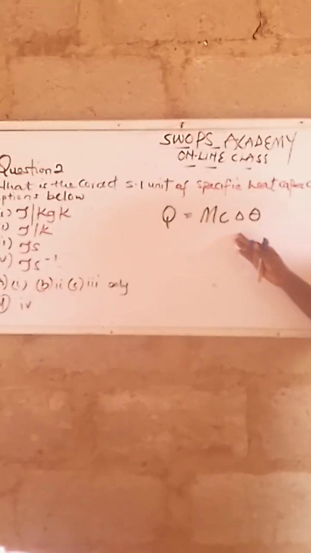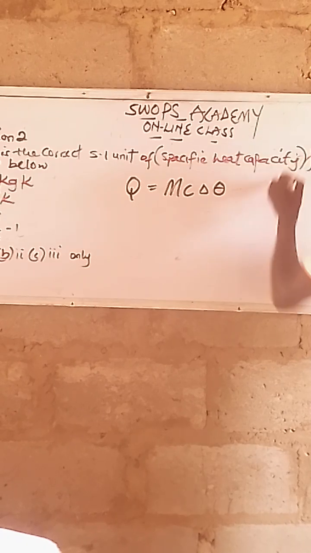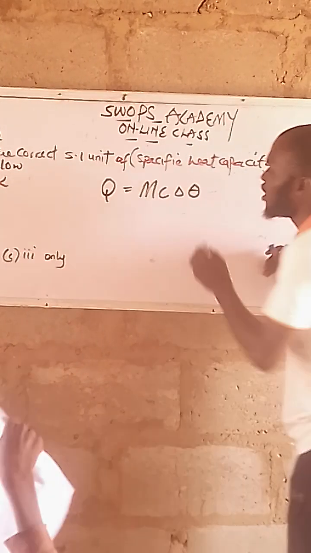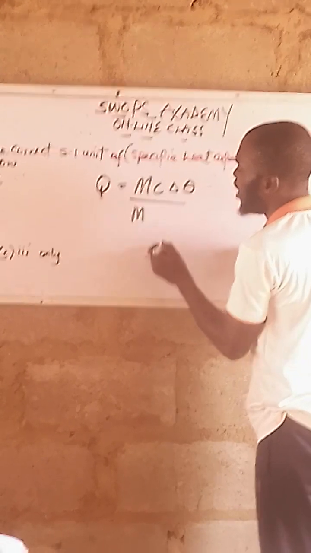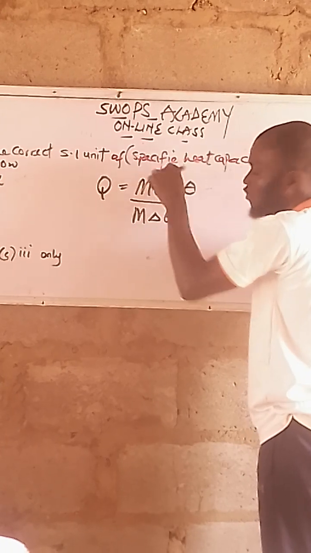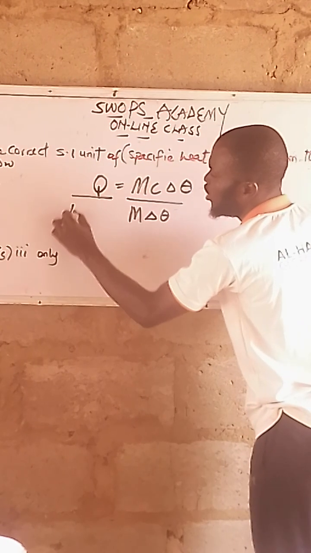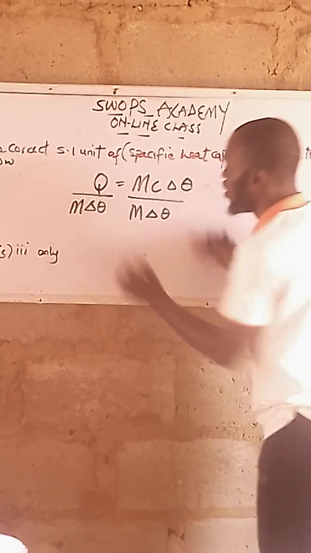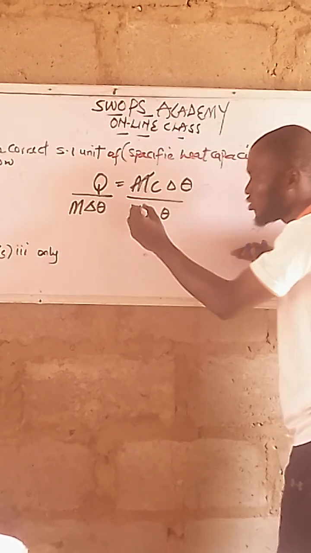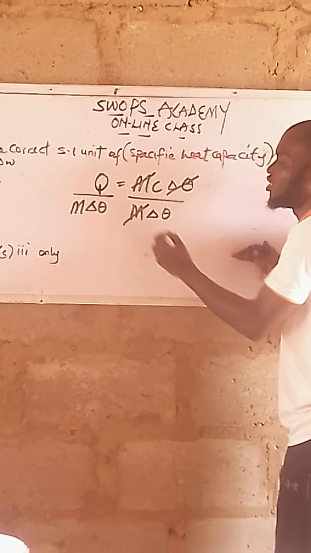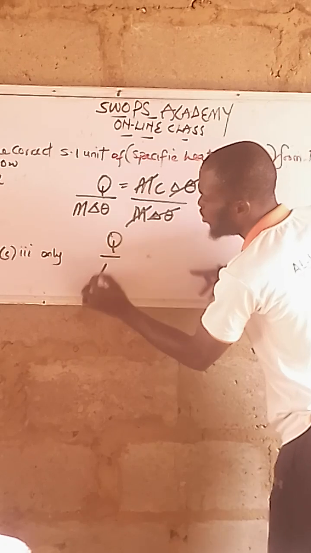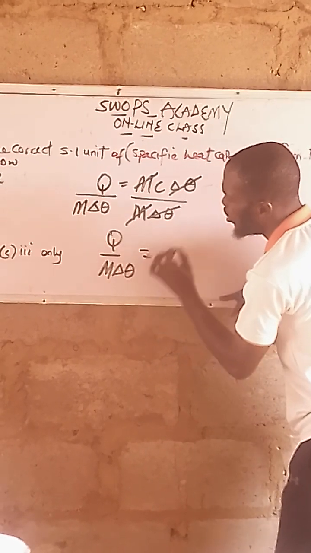Now, what do we make the subject of the formula here? Since it is specific heat capacity, it is only c. We make c the subject of the formula. And what would that be? Divide through by m change in theta. We will be left with only c. And this one too, it will be m change in theta. Whatever happens to this side must also happen to this. Now, m settles m, change in theta settles change in theta. We are left with Q over m change in theta equals c.